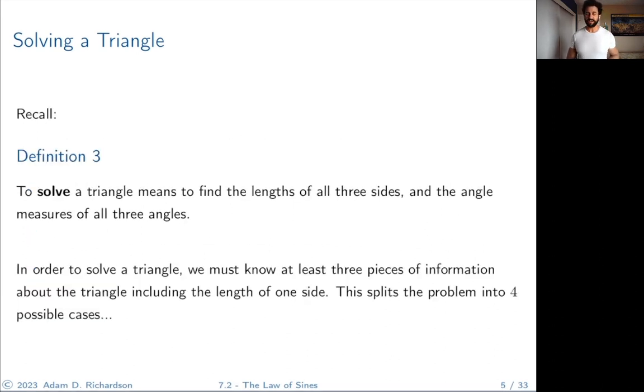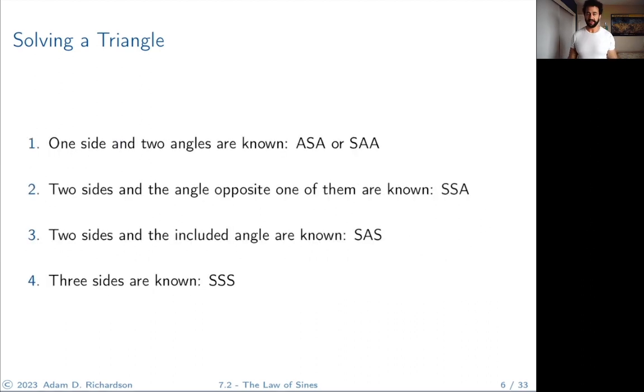So in order to solve a triangle, we have to know at least three pieces of information about the triangle, including the length of one side. So this was one of the questions that we were asking in the previous section, right? Like, how much information do we really need to be able to completely solve a triangle? So we need at least three pieces of information, and one of those pieces of information must be the length of one of the sides. So once you have these three pieces of information, this splits the problem of solving a triangle into four possible cases. And here they are.